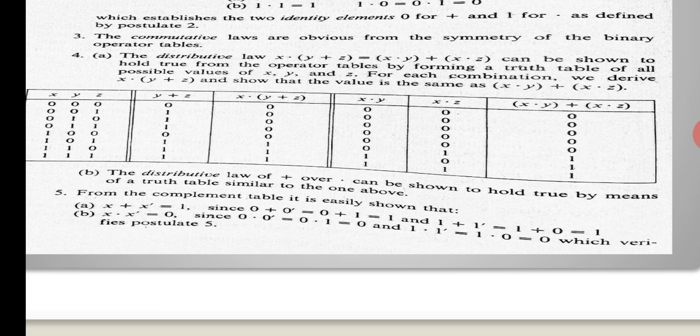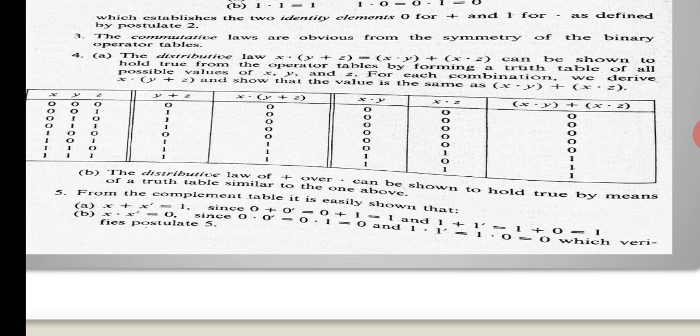Now the fifth point is, from the complement table it is easily shown that x plus x complement equal to 1, or for explanation we usually say x plus x dash equal to 1. It is a statement, you have to remember the statement. And while I explain the theorems, you are going to get a rough idea of how exactly these laws can be used for the solution of a problem.